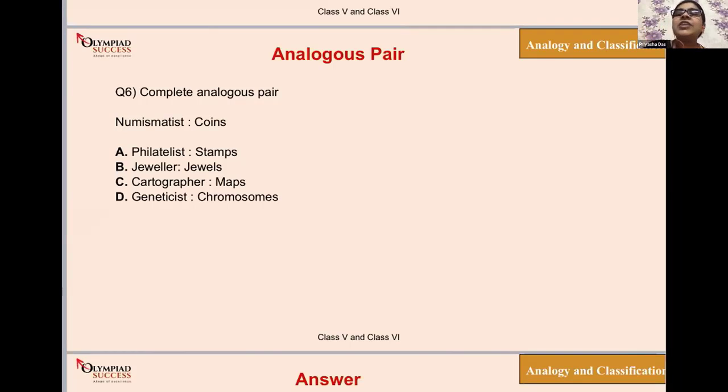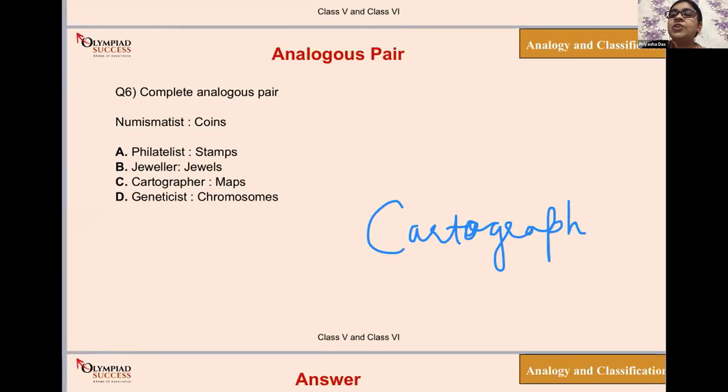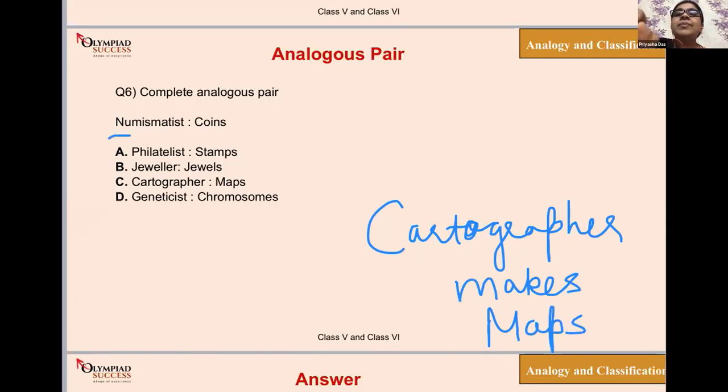You know who a cartographer is? A cartographer is someone who makes maps. So the relationship is cartographer makes maps. So do you think that a numismatist makes coins? No, he does not make coins.